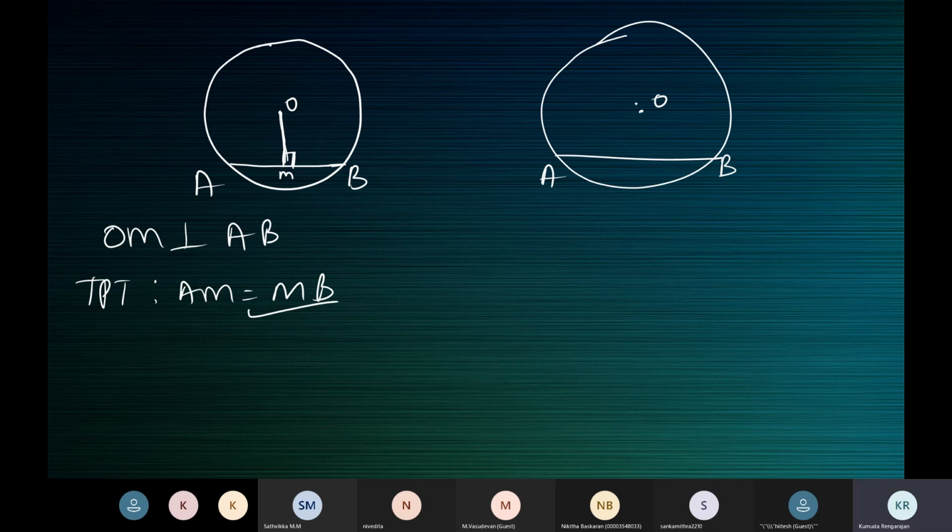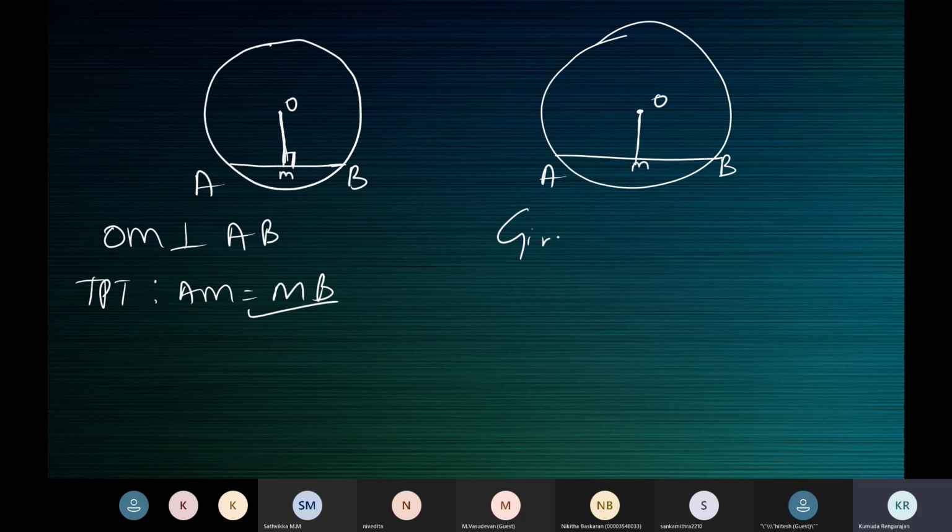The converse is: if a line is drawn from the center to bisect the chord. Now, OM is a line from the center to the chord and it bisects the chord. OM is a line, not perpendicular.